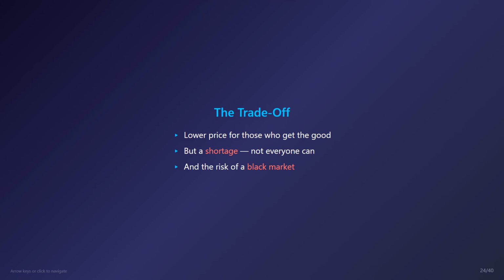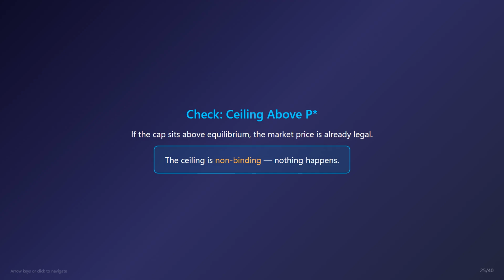But there's always a trade-off. Yes, the price is lower for those who manage to get the good. But there's a shortage, so not everyone can. And there's the constant risk of a black market forming around the unmet demand. Let's check the two cases.